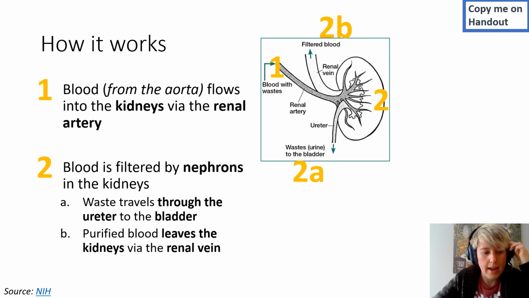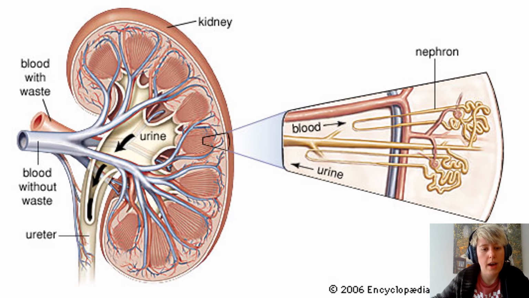So what we're going to do right now is we're just going to look a little bit into more detail on the nephron. So we have our diagram of our kidney. We can see that we have our renal artery and our renal vein. And all of these little loops right here is your nephron. So there are thousands of nephrons in your kidneys, and each nephron is the structure where the filtration process takes place.